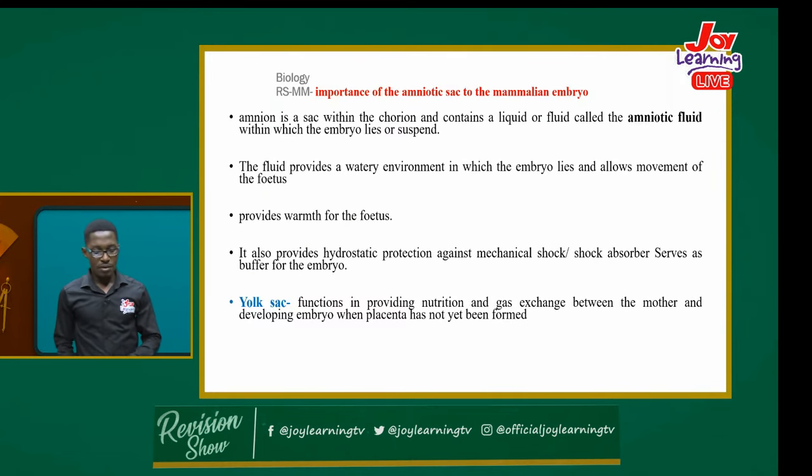Then the amniotic fluid or amnion. We'll look at the picture again. It's the blue line we saw, which is the one very close to the baby. It's within the chorion, which is the outer one that protects all of them, and it contains the fluid called amniotic fluid. And this fluid has a lot of functions. One, it provides a watery environment to allow the baby to float or move, try to move their hands. By the time they even come out, they know how to throw their hands because they were in water. Now, it provides the warmth, the kind of temperature that they need.